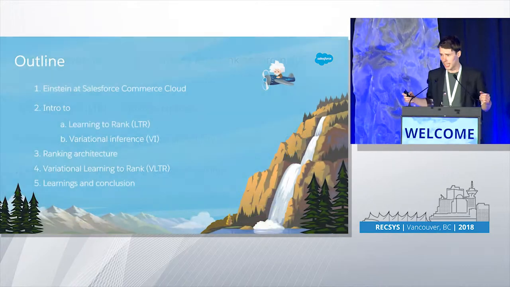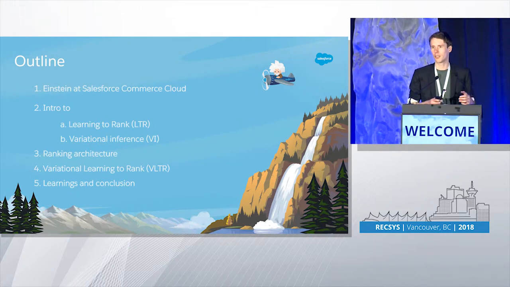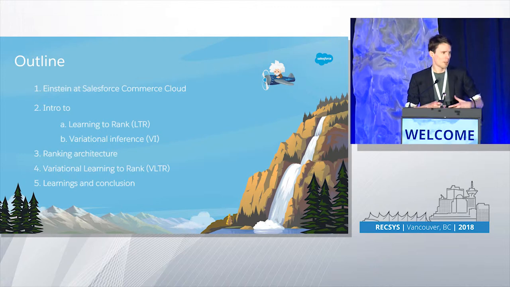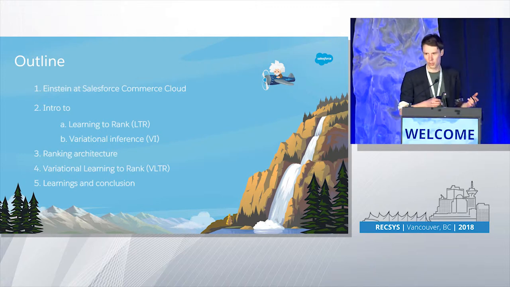Here's the outline of the talk. I'm going to briefly introduce Salesforce Commerce Cloud so you have a context of what we are developing this for. I'm going to introduce learning to rank and variational inference, which hopefully some of you know about already. I'll talk about our ranking architecture and how we're changing it to encompass this new way of doing things, and then go into variational learning to rank and end with learnings and conclusions.